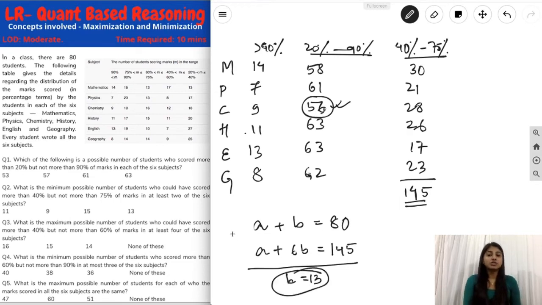Therefore, the answer to this second question is option D. So first question, the answer is A. Second question, the answer is D. Let's see the next one.